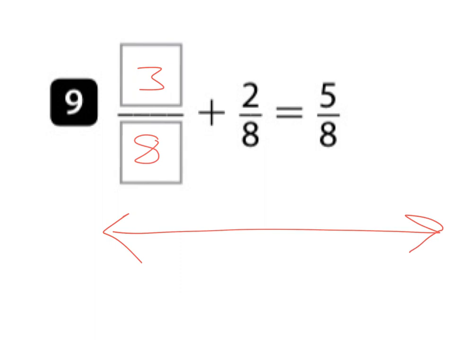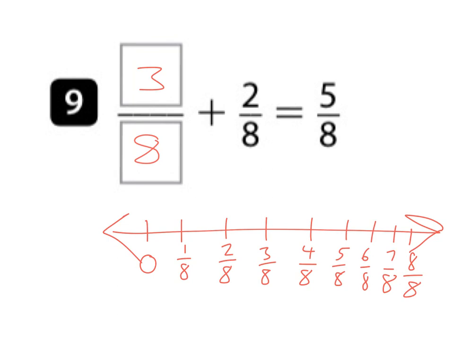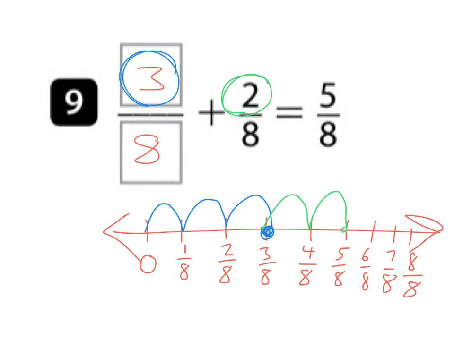I'm going to show you a number line this time. 0, 1, 2, 3, 4, 5, 6, 7, 8. To save a little time, I went ahead and filled those out there. So we start the first one at 0, 1, 2, 3. We jump 3 times, and we stop at 3 eighths. And this time we're going to jump 2 times. 1, 2, and we end at 5 eighths. 5 eighths is my sum.